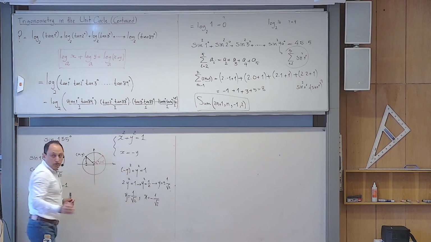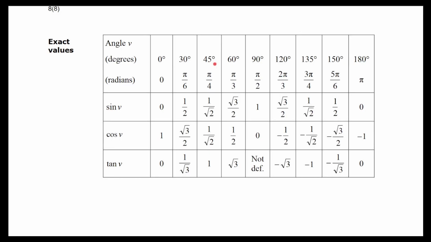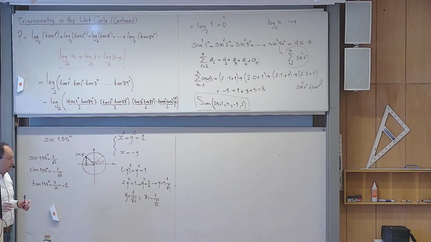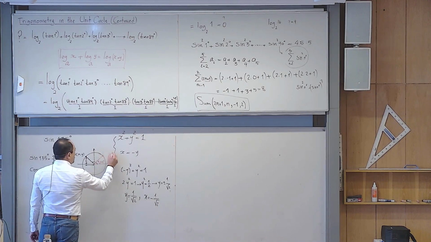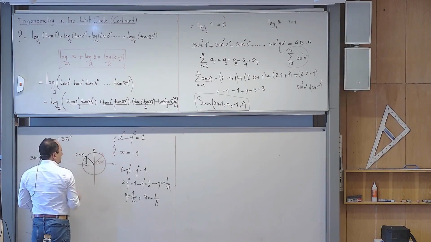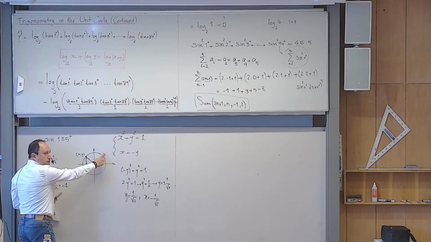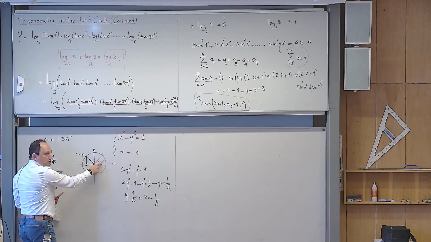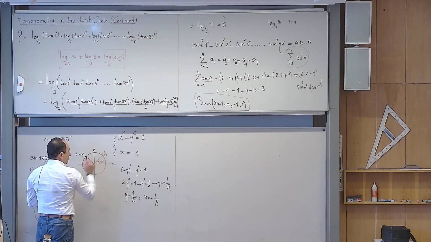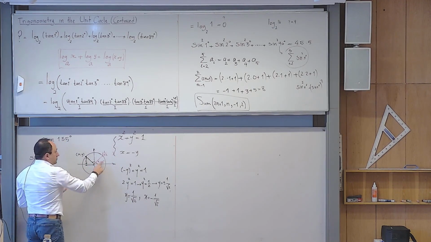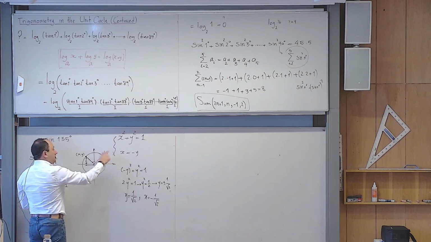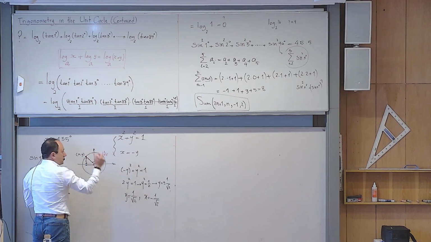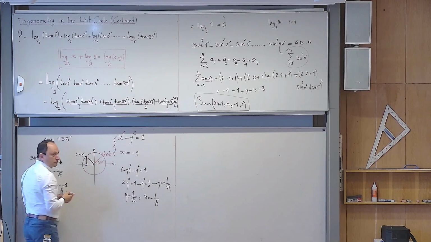If I ask you using this column, 45 degrees, can you give me the coordinates of the red dot on the board? Look at that and tell me what I should write here. What should I write for the x coordinate? 1 over square root of 2. Yes. The x coordinate is the cosine of 45 degrees, so it is 1 over square root of 2. And if I ask you what is the y coordinate? The y coordinate is the sine, which is in this case 1 over square root of 2.